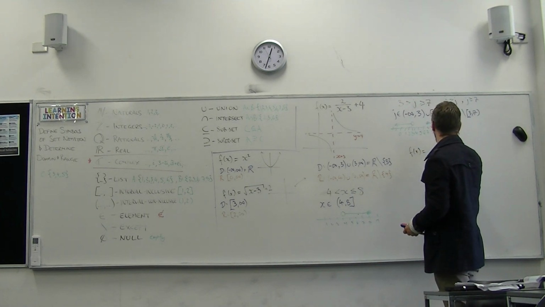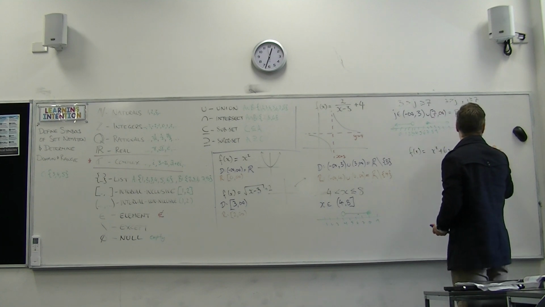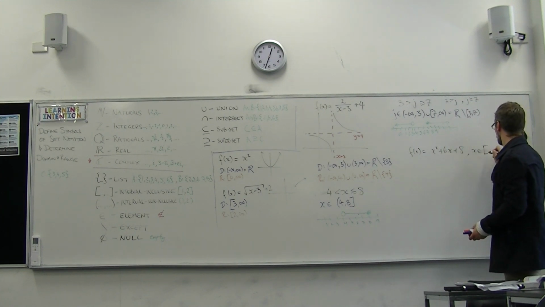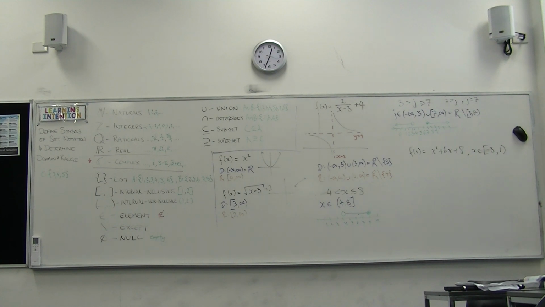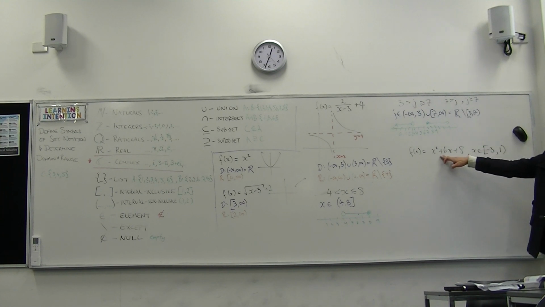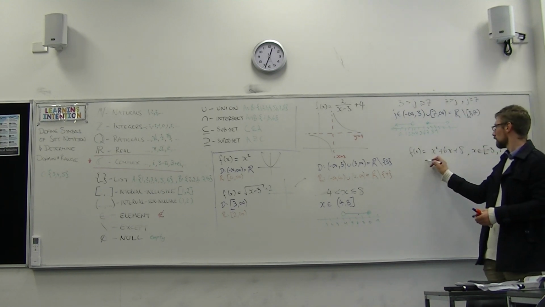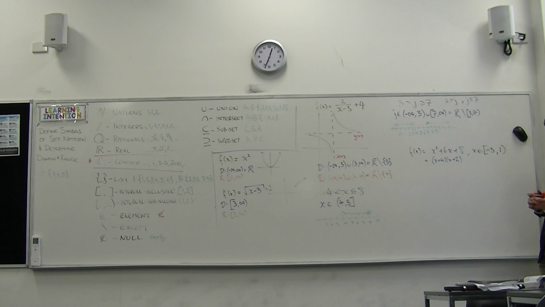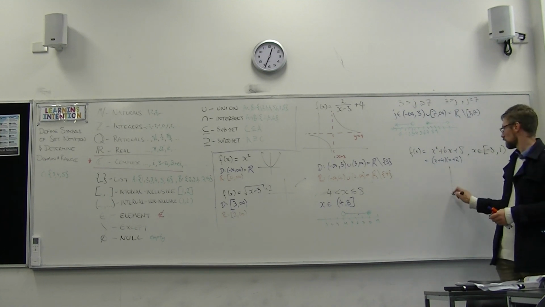Let's say x squared plus 6x plus 8, with domain from negative 3 up. The first thing you do is totally ignore the domain, and just figure out, okay, what does this thing look like? x plus 4, x plus 2. Great. What does that look like? x intercepts at negative 4 and negative 2. Beautiful.